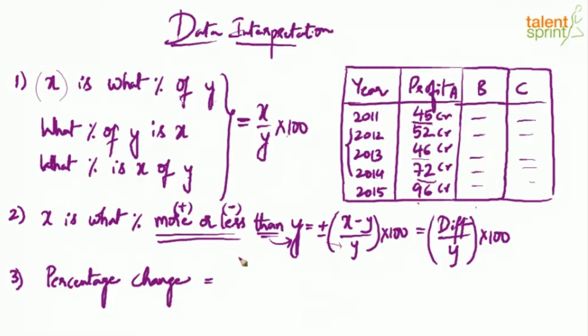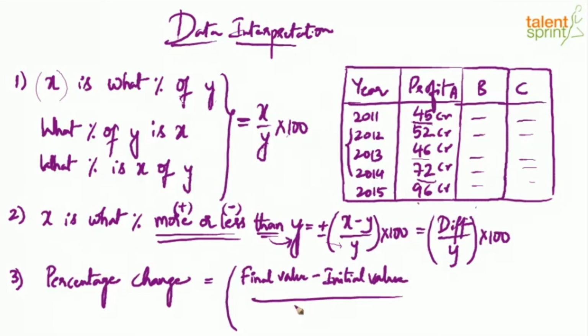Percentage change. Remember, it's simple. Percentage change is nothing but, I'll present it differently here, we'll call it final value minus initial value by initial value into 100. Final minus initial by initial into 100. Now there is a reason why I am giving it as final minus initial. I'll explain that to you in a while, but just note it. Final value minus initial value by initial value into 100.